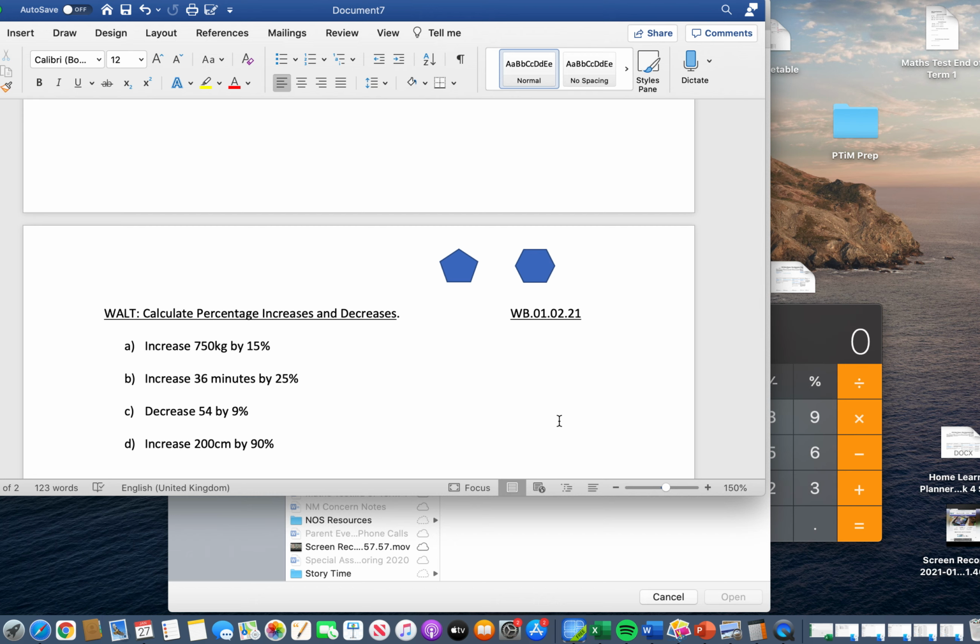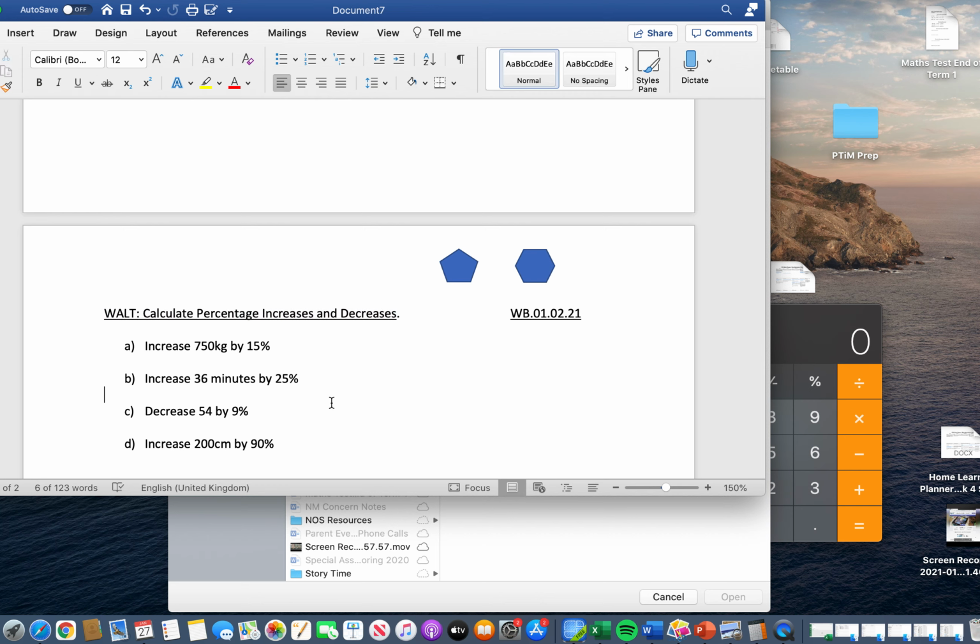P7. As you can see, today's task is calculating percentage increases and decreases. I'll be honest, this is quite challenging, quite tricky. It's one of the harder P7 objectives, so we're going to look really carefully.